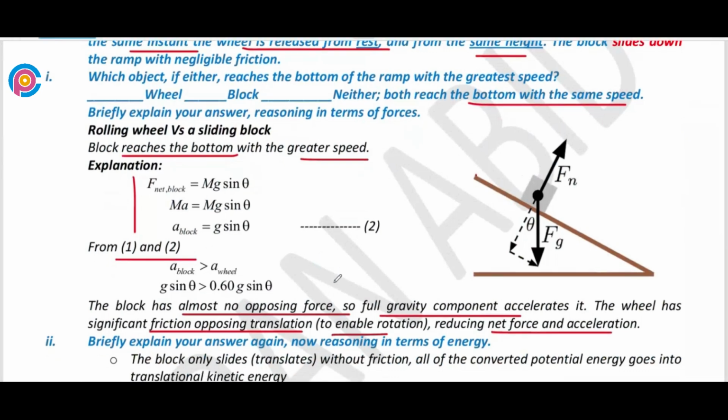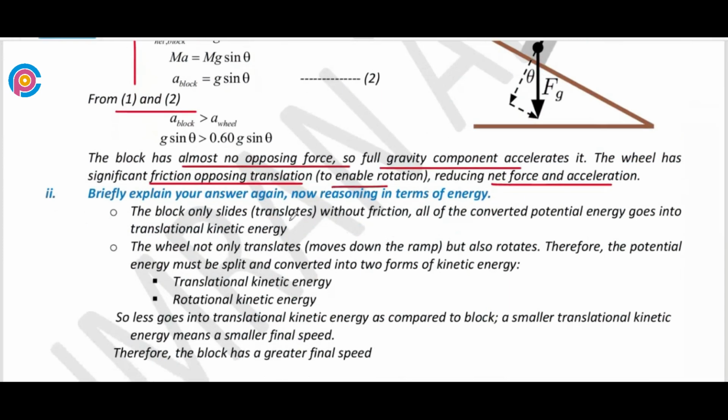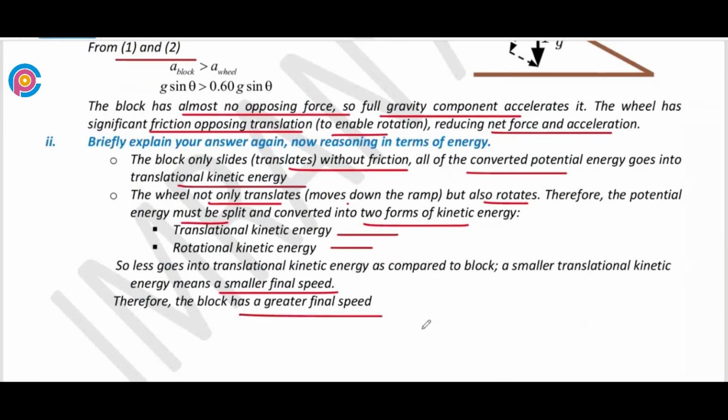Next part: explain your answer again, now reasoning in terms of energy. The block slides and translates without friction, so all the potential energy, since it is at a height, goes to translational kinetic energy. But the wheel not only translates but also rotates. The potential energy must be split into two forms of kinetic energy: translational kinetic energy and rotational kinetic energy. So there is less translational kinetic energy compared to the block, and smaller translational kinetic energy means smaller final speed. Therefore the block has the greater final speed at the end.